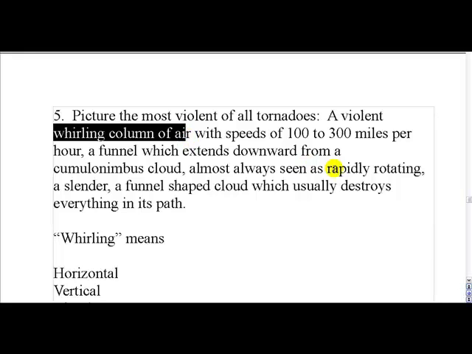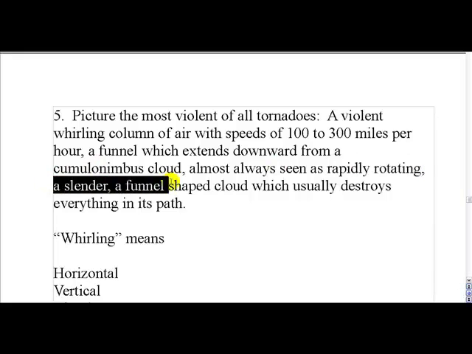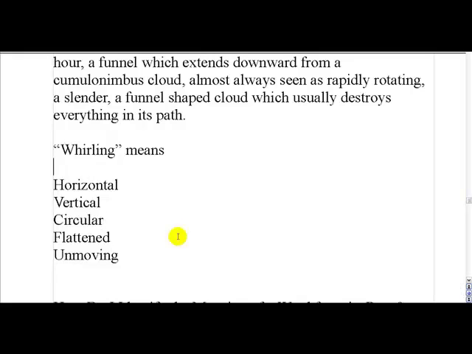You also see the word rapidly rotating. You also see the word a slender funnel shaped cloud. So whirling has to do with rotating based on what we're reading, right? So whirling means horizontal. Horizontal means going across.